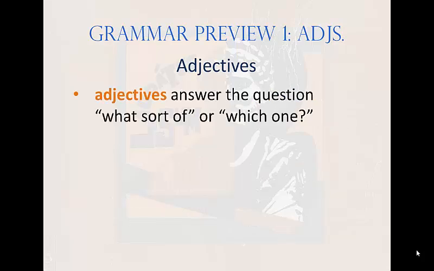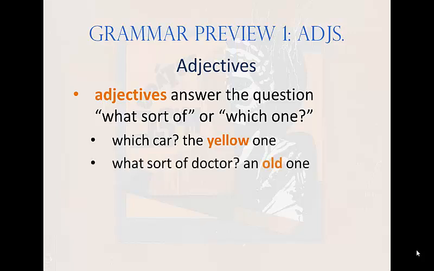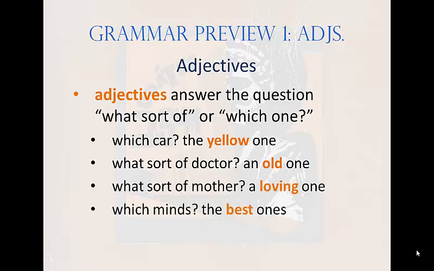What adjectives do, normal adjectives, the way the vast majority of adjectives in real speech operate, is answer the question, what sort of, or which one? Which car? The yellow one. What sort of doctor? An old one. What sort of mother? A loving one. Which minds? The best ones.